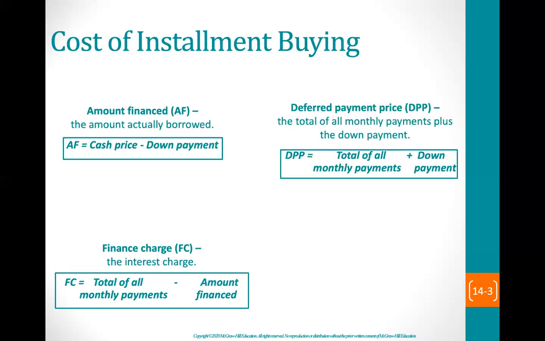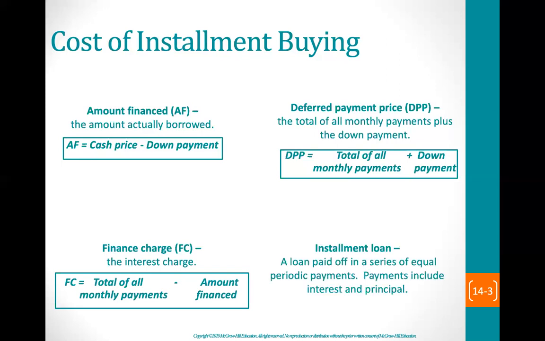The deferred payment price is the total of all your monthly payments plus your down payment. It's basically how much you pay in total for the vehicle. So the total of all your monthly payments, which includes the interest, and whatever you put down, gives you the deferred payment price.